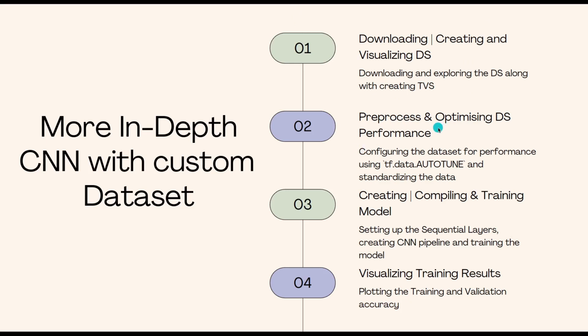And then, of course, with all the data sets, we need to pre-process the data set. And this time, we are also going to optimize the performance of the data set. So we'll see what that is. We're going to use something called AutoTune by the TensorFlow API. And we're also going to look at standardizing the data. So we're going to talk about all these pre-process and optimizing the dataset pipeline.